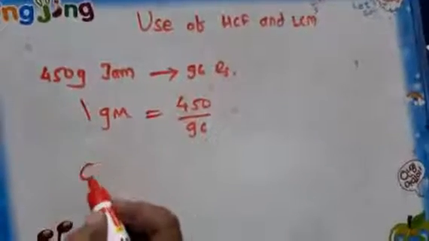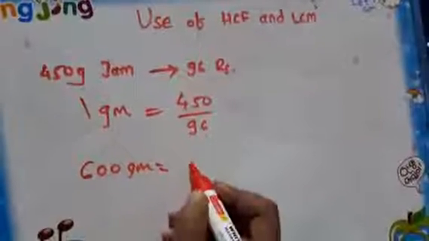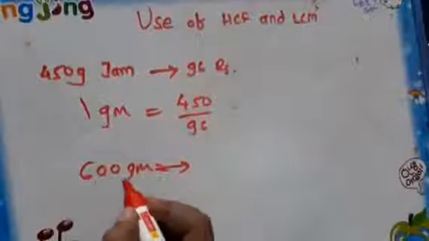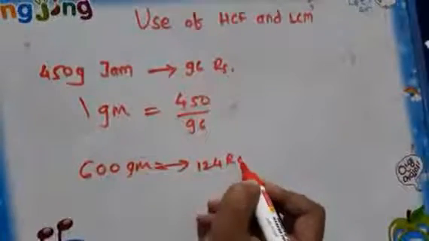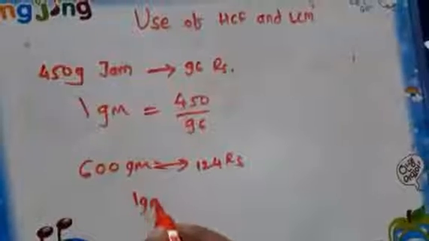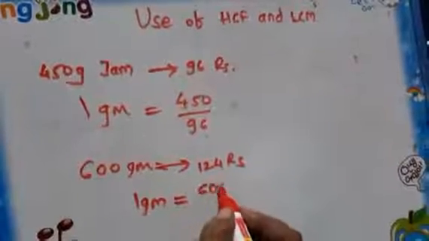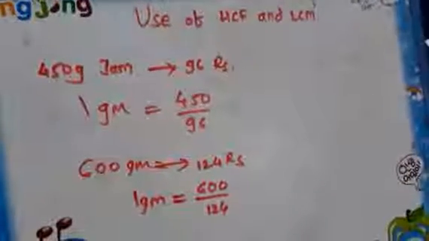Now the second bottle is of 600 gram. Its cost of 1 gram we can also find. The total 600 gram cost is 124 rupees. So 1 gram of this bottle will be how much? 124 divided by 600. So in this way we can calculate.